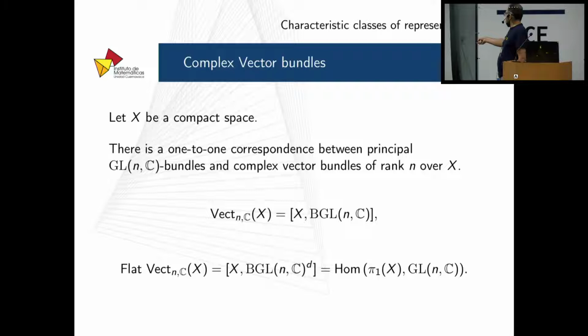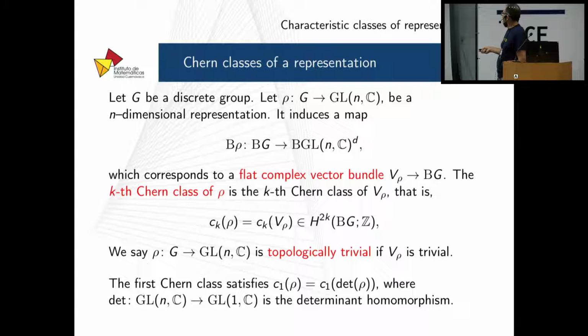Okay, so now if we take a discrete group G and a representation of dimension n, by the correspondence I previously mentioned, it corresponds to a map from the classifying space of G to the classifying space of the general linear group with discrete topology. And to this map corresponds a flat complex vector bundle over the classifying space, which I will denote V_rho, to indicate that it corresponds to this representation.